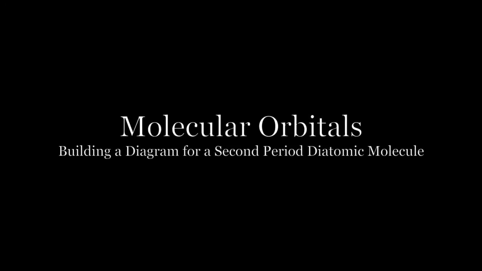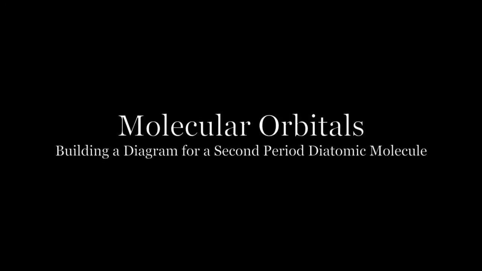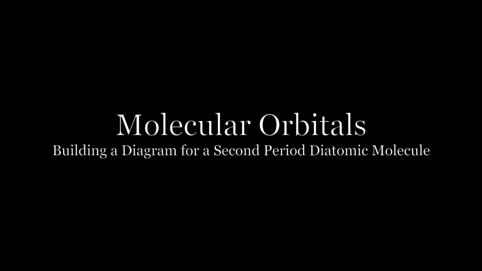Today we want to build a molecular orbital diagram for a second period diatomic molecule. First, we create a scale for the diagram. Energy will increase as we go up, so the higher something is on the chart, the more energy it has.